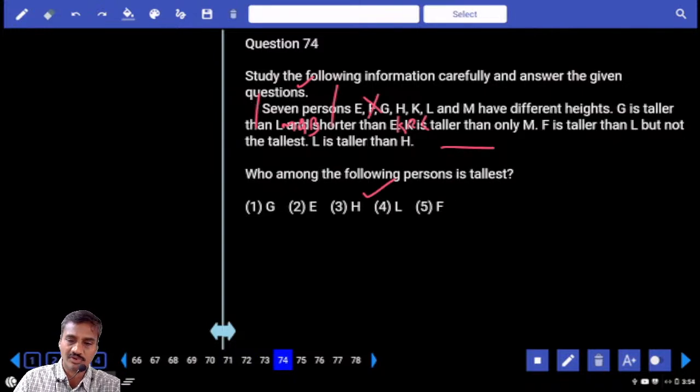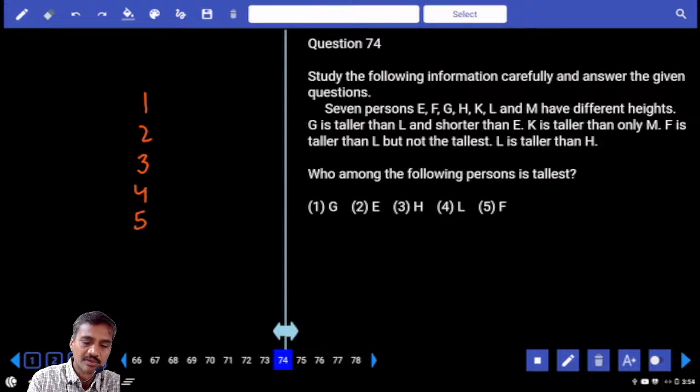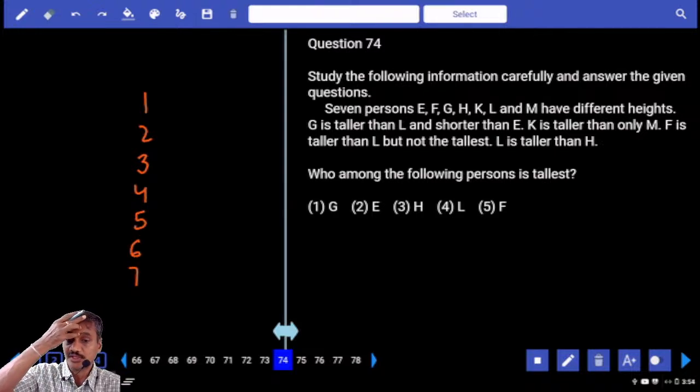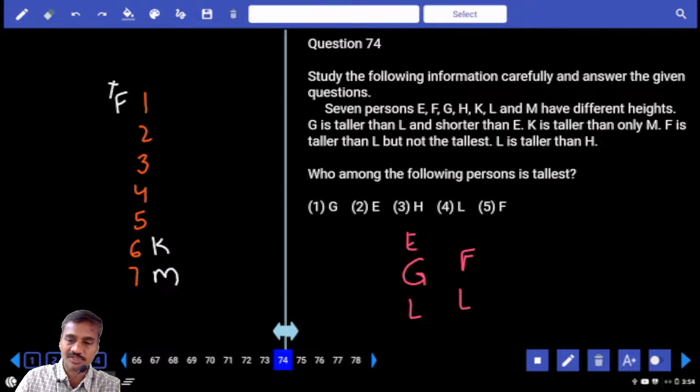The next one, 74. Now in this 74, there are 7 persons, and they are being compared in their heights. 1, 2, 3, 4, 5, 6, 7. Now G is taller than L and shorter than E, and K is taller than only M. Now this K is taller than whom? K is taller than only M. And F is taller than L but not the tallest.